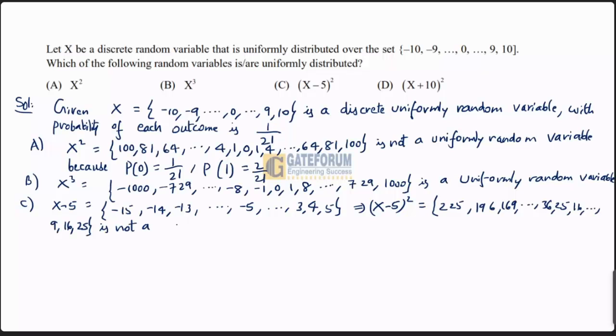So this is not a uniformly random variable, as the probability of the outcome 225 is 1 by 21. Total number of elements in the set (X minus 5) whole square is 21. Outcome 25 is repeated 2 times, so the probability of 25 is 2 by 21.